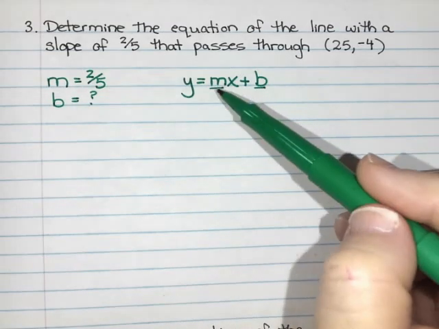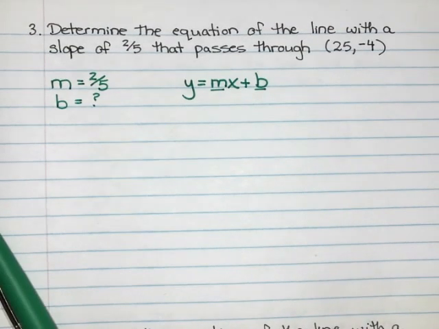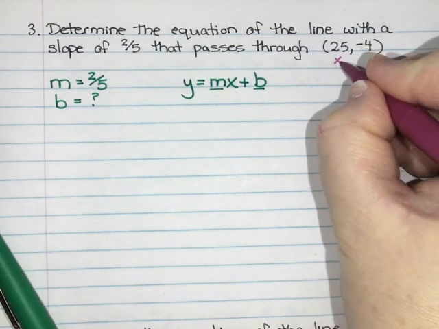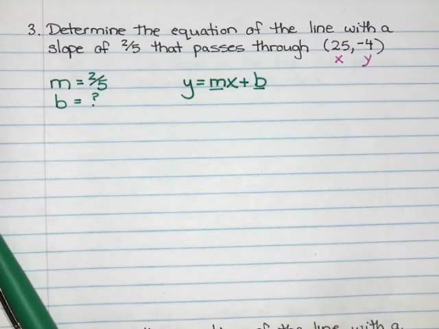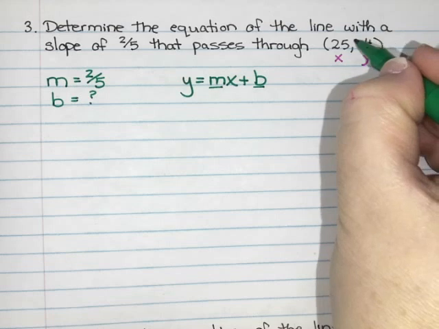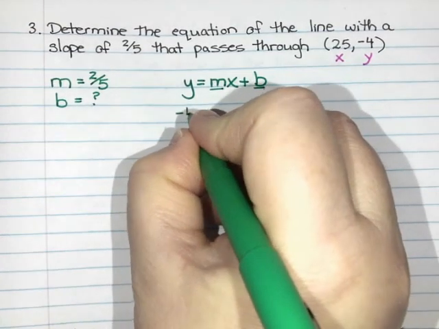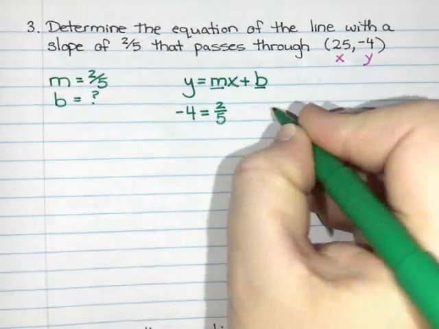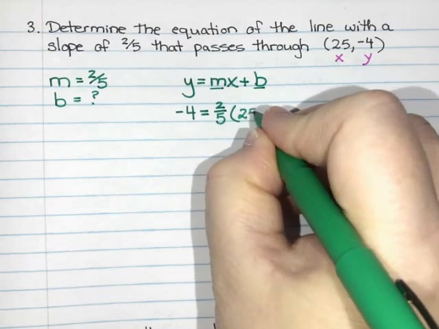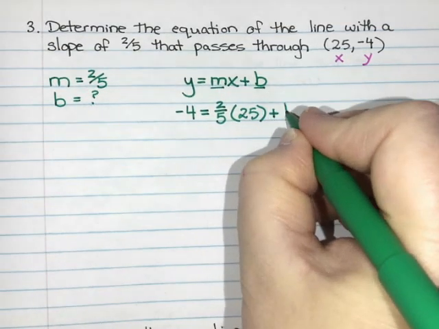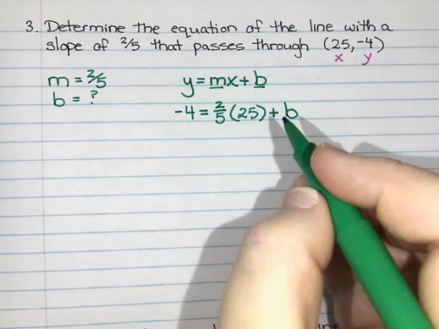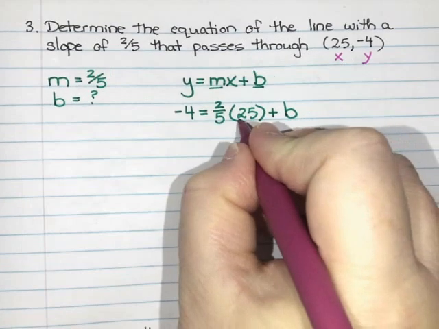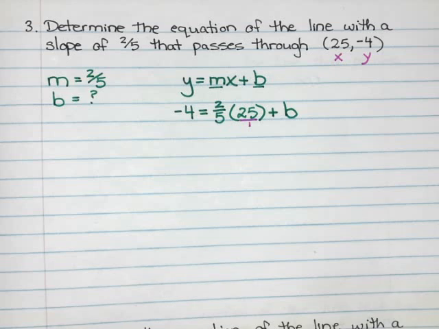So I know the slope is 2 over 5, and they also in the question gave us a point. So every point has an x coordinate and a y coordinate. So this is going to become y, so -4 equals m, 2 over 5, times x, 25, plus b, which is what we're trying to solve for. So I need to multiply 2 over 5 and 25. That 25 is secretly over 1.